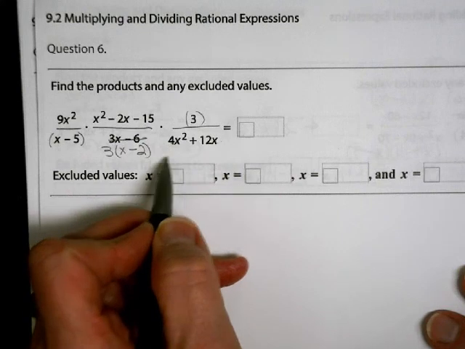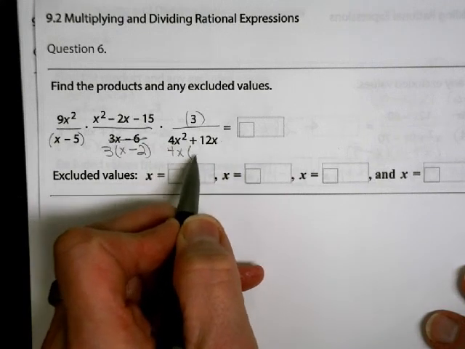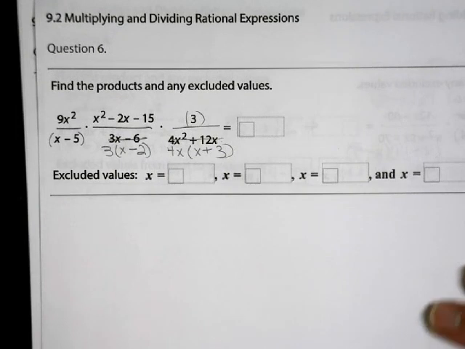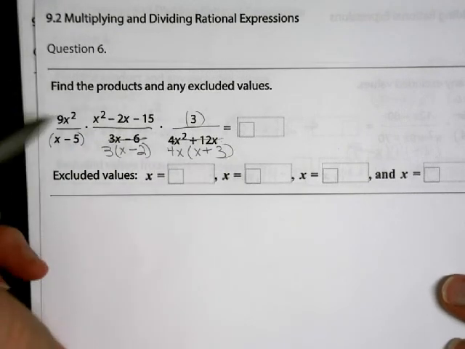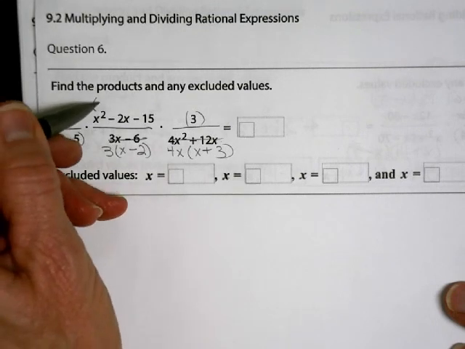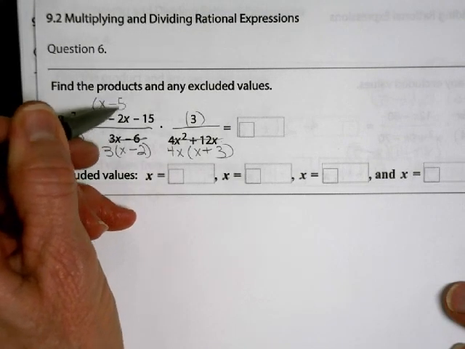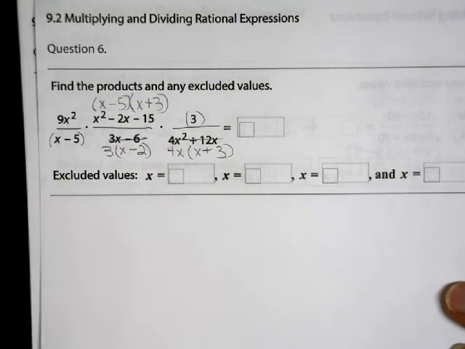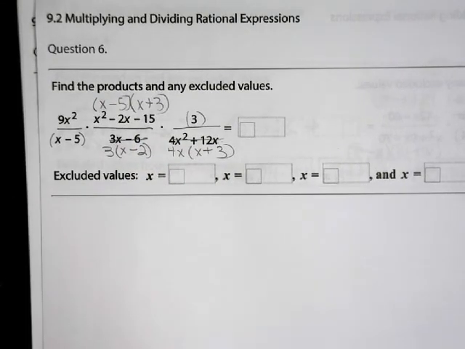And this guy has a 3 that can be taken out. Leaves you an x minus 2 left. This guy has a 4x times x plus 3. And so factors of 15 when subtracted give me 2. That's 5 and 3. 5 is negative.